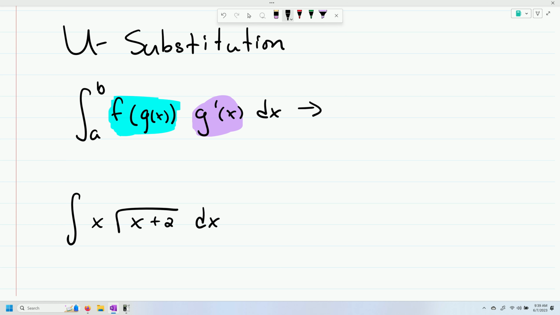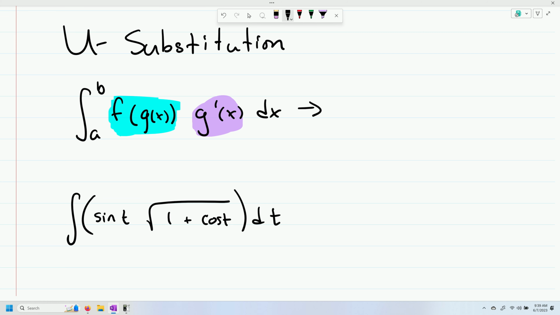I want a way more difficult one. Sorry, I'm scanning through my notes real fast, trying to find a good one. Let's see here. All right, I like this one more. Let's do the sine of t times the square root of 1 plus cosine t dt.